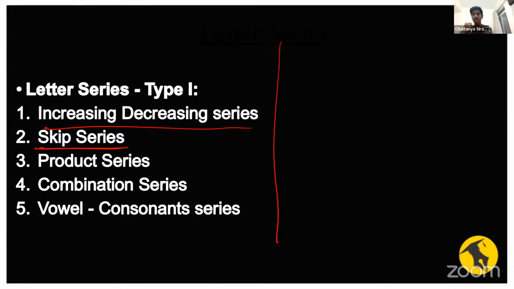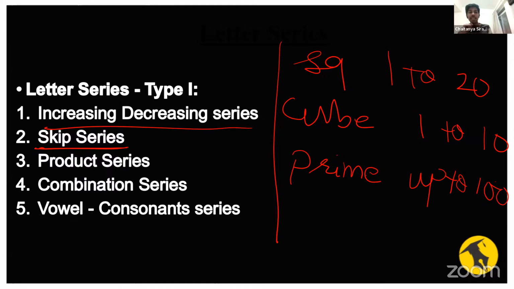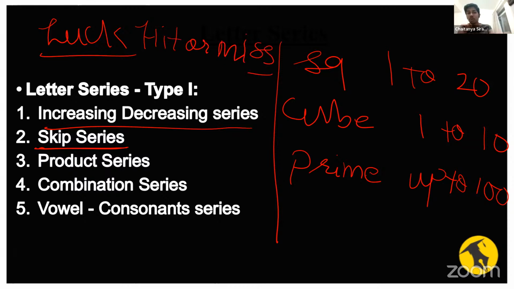So what will I say again? You need to know squares from 1 to 20, cubes from 1 to 10 at least, prime numbers up to 100. Then also I said that these are your luck questions, or it's a hit or miss. Even if you practice 1,000 questions of series, there's a high probability that you won't be able to solve the question you are given in the exam. So keep it a little easy with series.